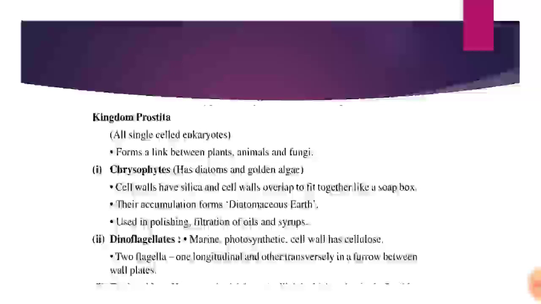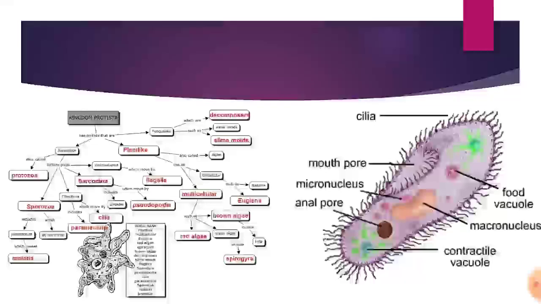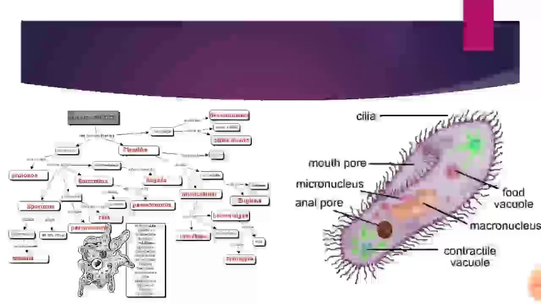Dinoflagellates. These are marine, photosynthetic. Cell wall has cellulose. Two flagella, one longitudinal and the other transverse in a furrow between wall plates. These are the examples of Protista. Kingdom Protista. This is a wide classification of Protista. You can see here the classification.